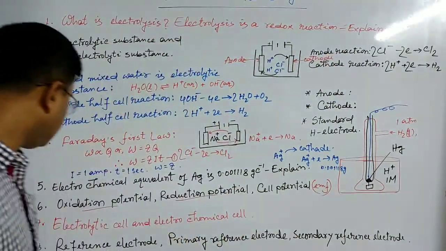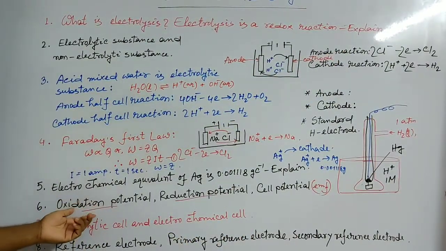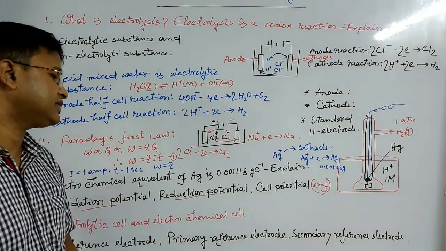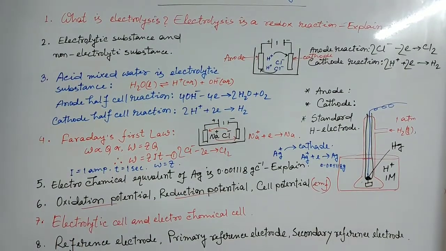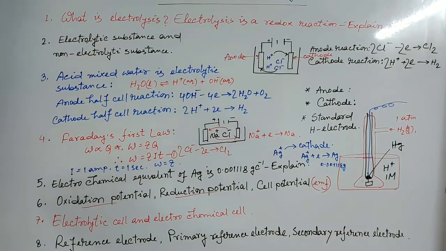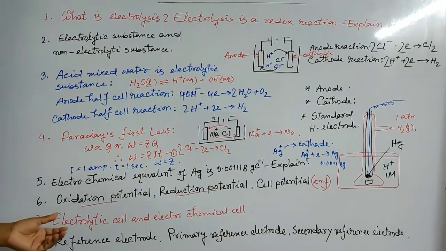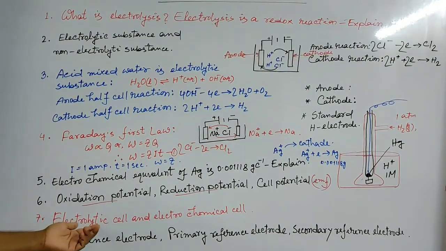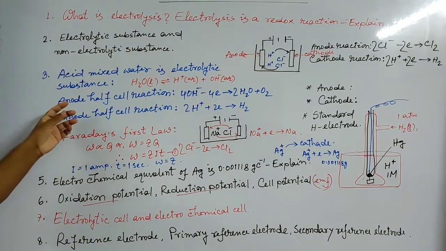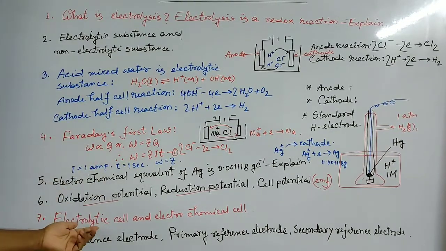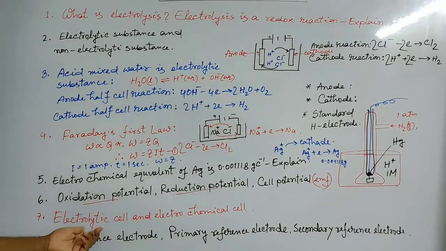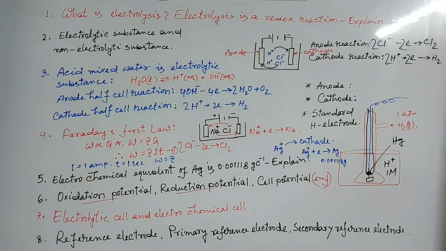That is why oxidation potential is known as anode potential and reduction potential is known as cathode potential. Electrolytic cell and electrochemical cell. Electrolytic cell means the cell in which electricity is passed from the external source, then chemical reaction occurs.